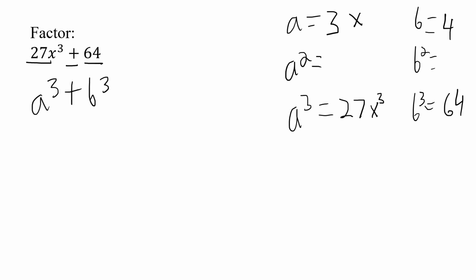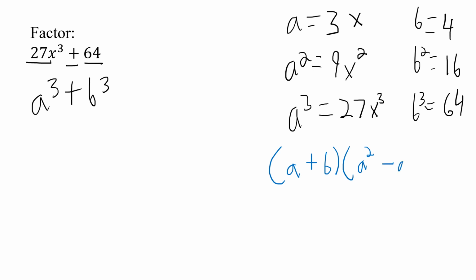To get from a to a squared, we have to square our a. 3 squared is 9, and x squared is x squared. To get from b to b squared, we have to square our b. 4 squared is 16. So, just in case you forgot, our formula for sum of cubes is a plus b times a squared minus ab plus b squared.